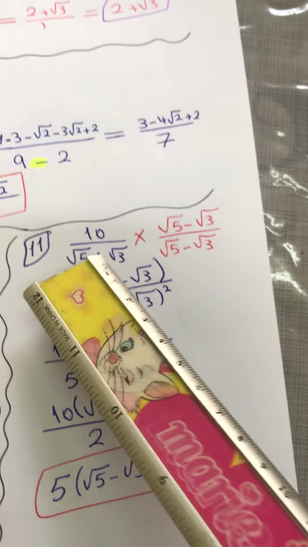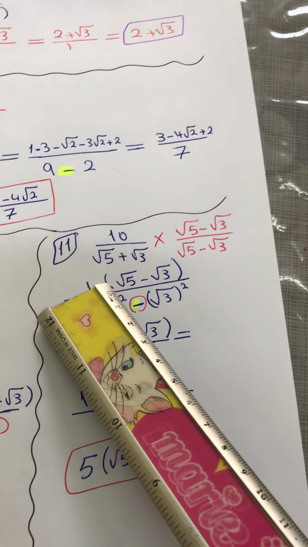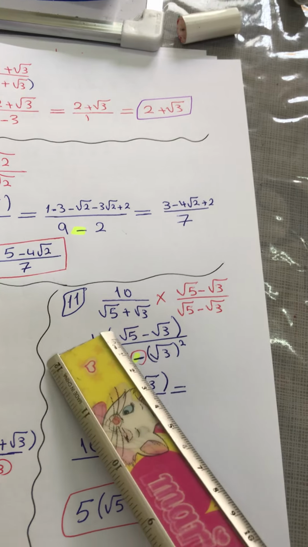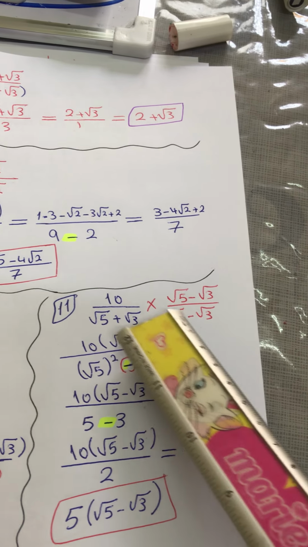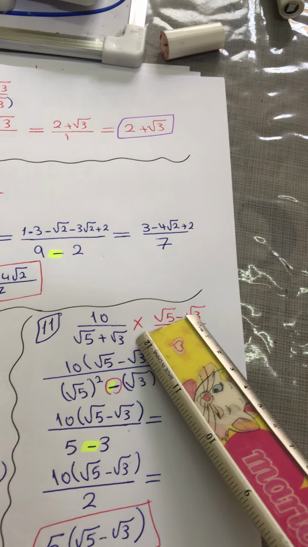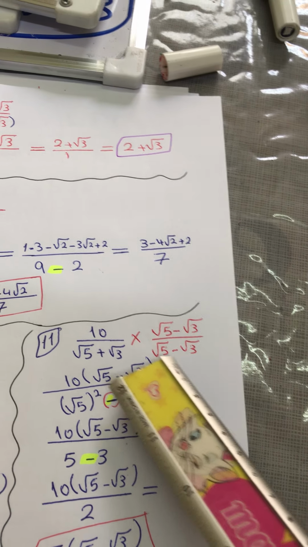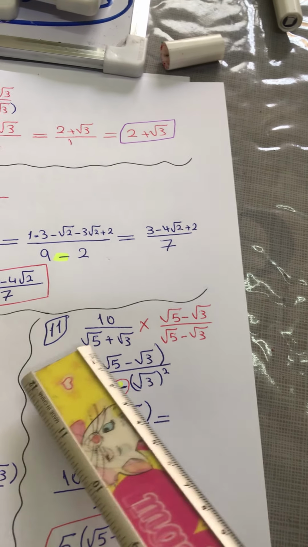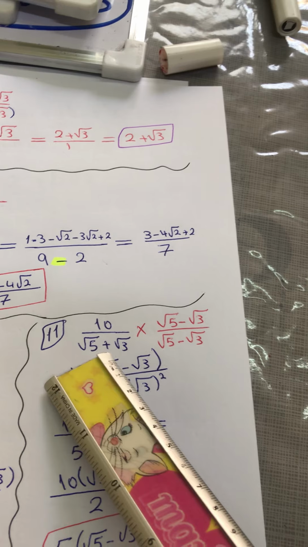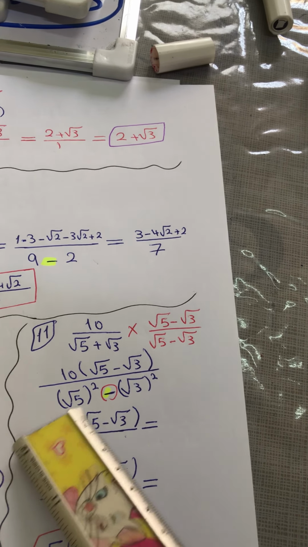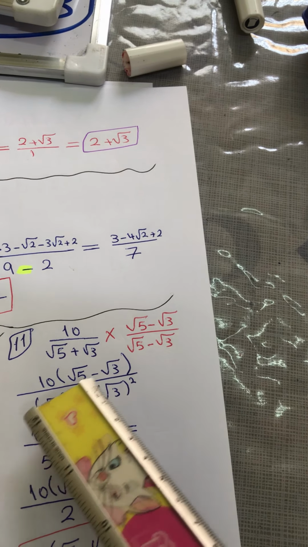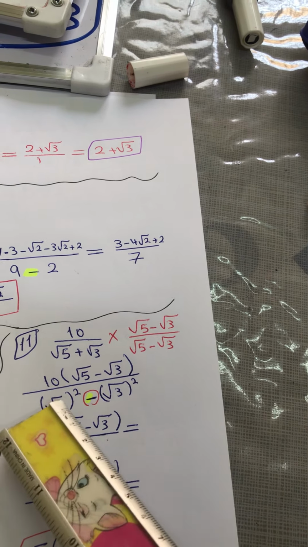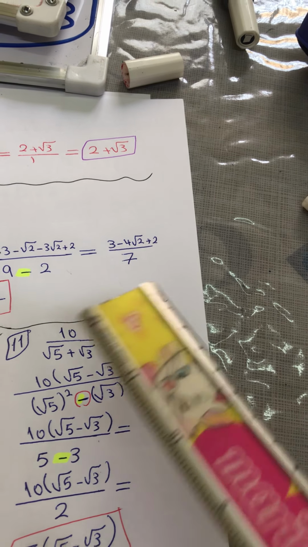Question number 11, very easy. As you see, I have 10 over square root of 5 plus square root of 3. I have here 2 square roots, no problem. Between them plus, multiply by square root of 5 minus square root of 3 up and down. The aim is to find the brackets here, the expression here, like there, but plus here and minus there. So I'll take square root of 5 squared minus square root of 3 squared. And up, 10 multiply open brackets to put square root of 5 minus square root of 3.